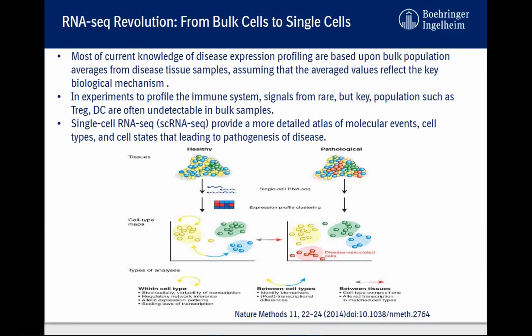Then we now have the technology that allows us to do single-cell sequencing, and this really can disclose a full picture of molecular events, cell types, and cell states, so that we can understand the disease mechanism. For example, what we show here is a schematic map of healthy tissue versus disease tissue.